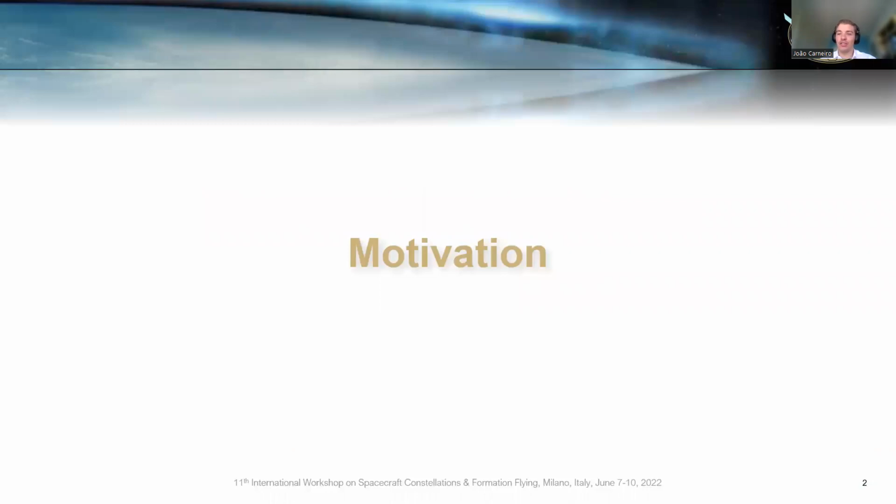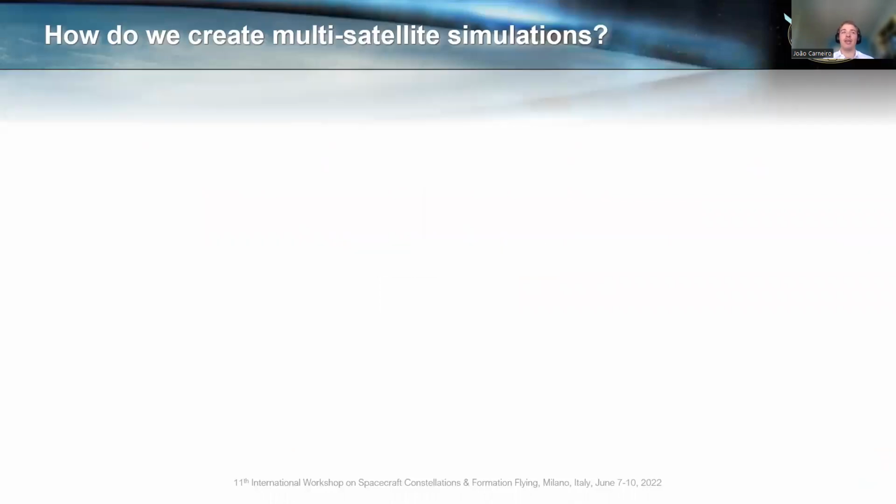So let's start with the motivation. Let's say you have a piece of software that is normally used for single satellite simulations. How do you take that and use it for multi-satellite simulations? Well, you might start off with a block of code called code block 1. This is where all the lines of code that generate the spacecraft, run the simulation, and set up the environment are.